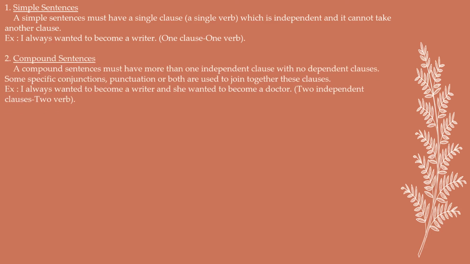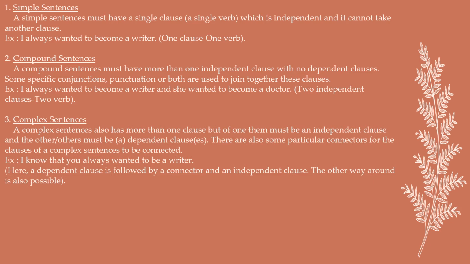Second, compound sentence. A compound sentence must have more than one independent clause with no dependent clauses. Some specific conjunctions, punctuations, or both are used to join together these clauses. For example, I always wanted to become a writer, and she wanted to become a doctor. There are two independent clauses and two verbs.